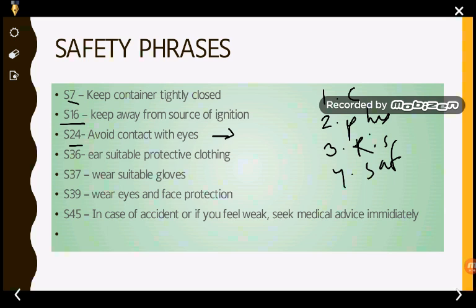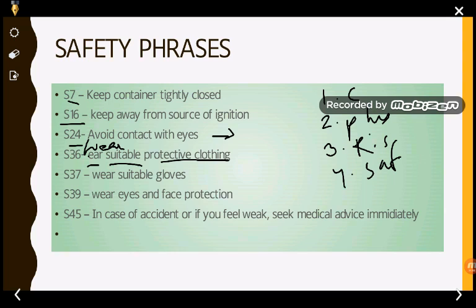S36, wear suitable protective clothing. So this is W, wear. So S36 is wear suitable protective clothing. Means what? While handling these chemicals, we have to wear certain protective clothing in order to avoid the risk.